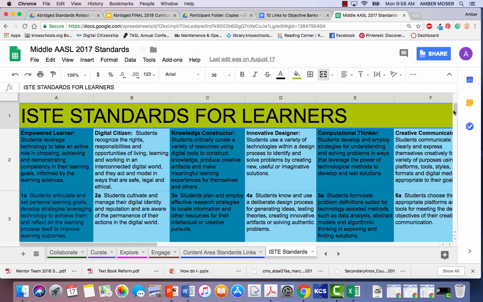Those are the AASL standards, but I know some of you have a really heavy technology role, and so if you wanted to plan some lessons that do some double duty as far as addressing AASL standards and ISTE standards, you could find those here. So let's go back to a shared foundation.